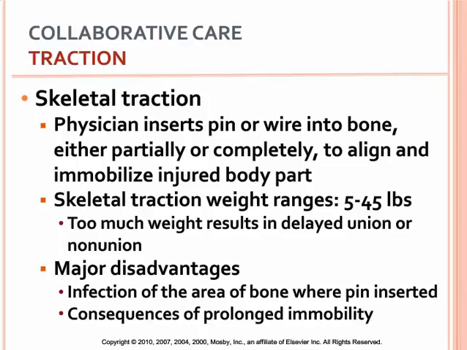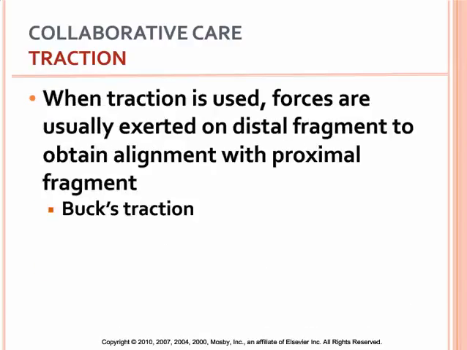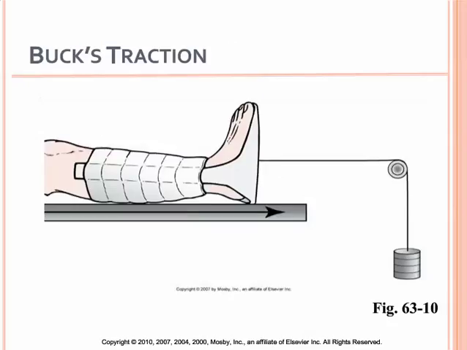prolonged immobility. When traction is used, forces are usually exerted on the distal fragment to obtain alignment with the proximal fragment, and Buck's traction is an example of that, and this is a picture of Buck's traction. You can see that the weight is pulling on the distal part of the fracture, and the plan is to realign the distal portion with the proximal portion.